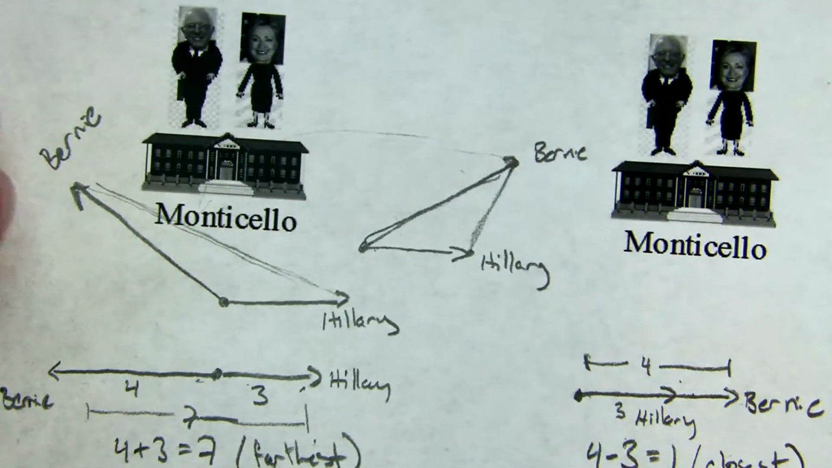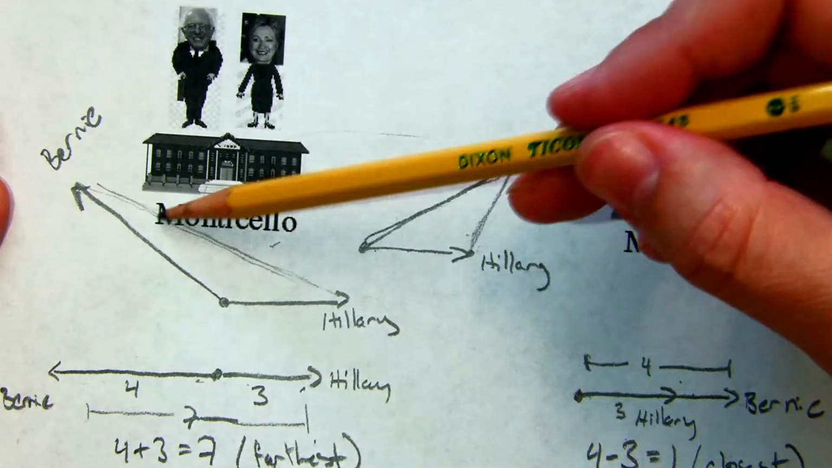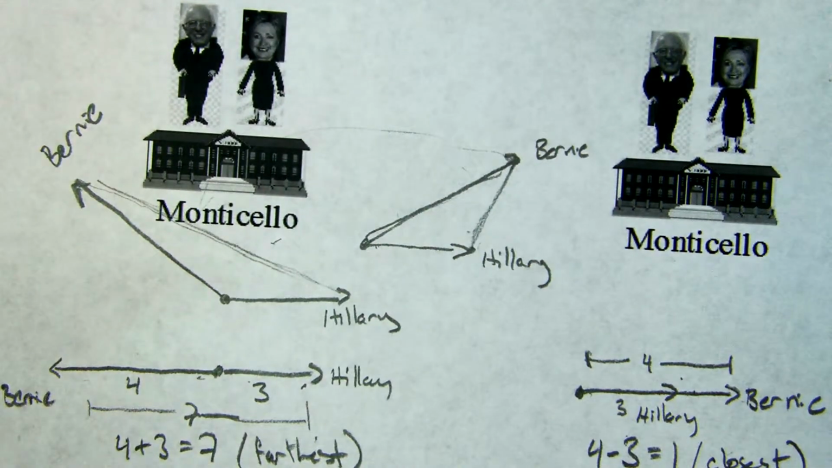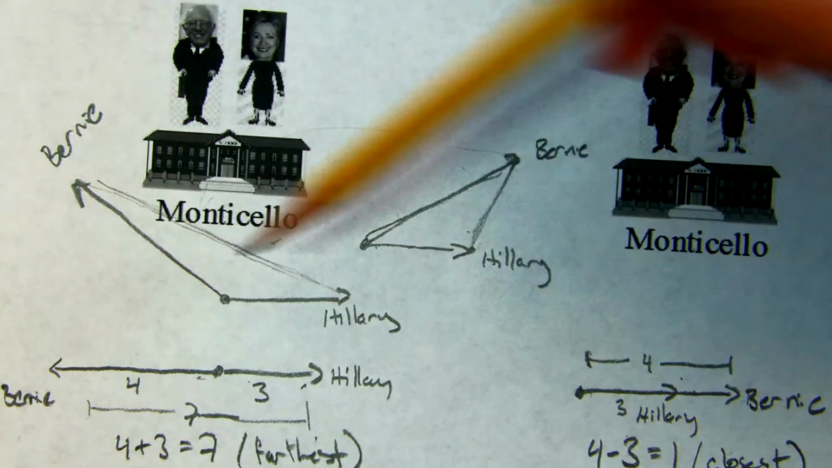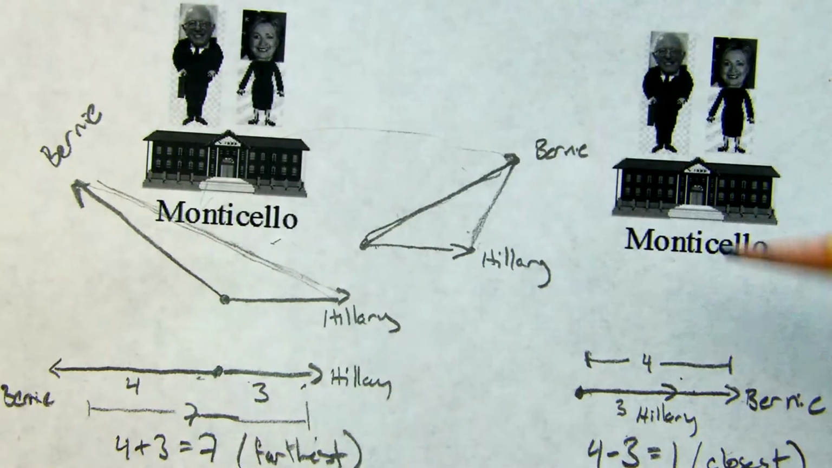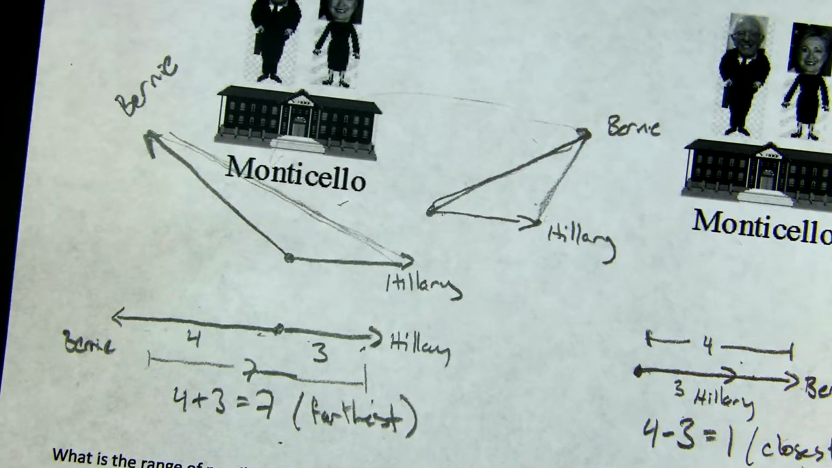Okay, and these scenarios up here, we could draw infinitely many other ones, are going to represent all the possibilities in between. Each one of these is going to be somewhere between 7 and 1, 7 being the longest, 1 being the shortest.